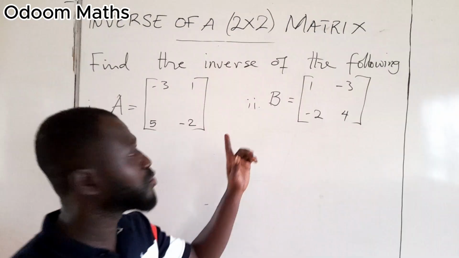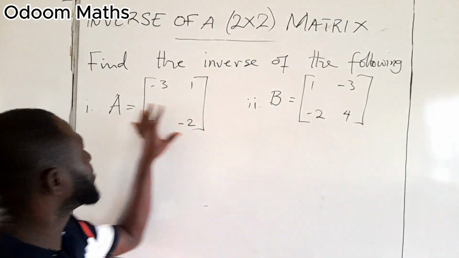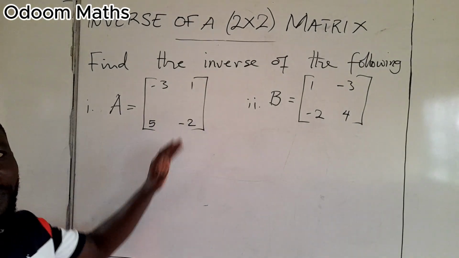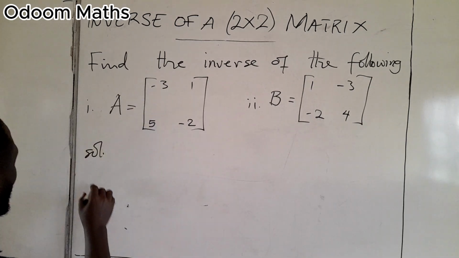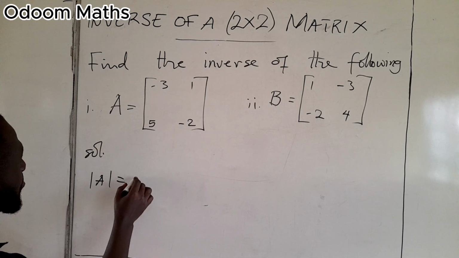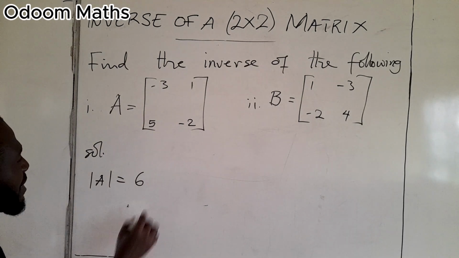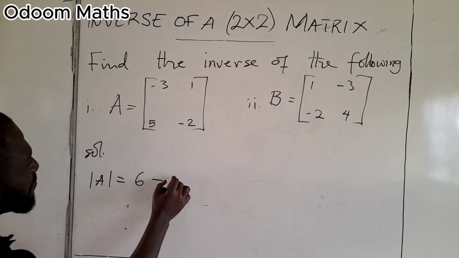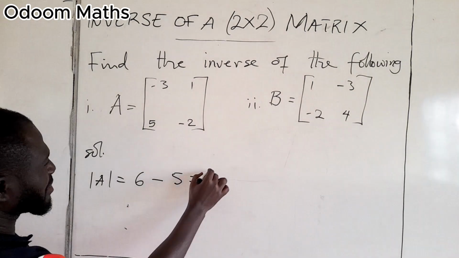Now let's look at these two examples. We are to find the inverse of the following matrices. Let's start from the first one, A. We first need the determinant of A. Negative 3 times negative 2 becomes positive 6, then minus 1 times 5, which is 5. So the determinant of A is 1.